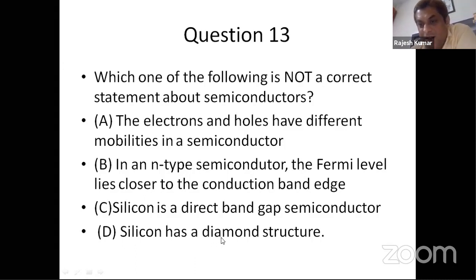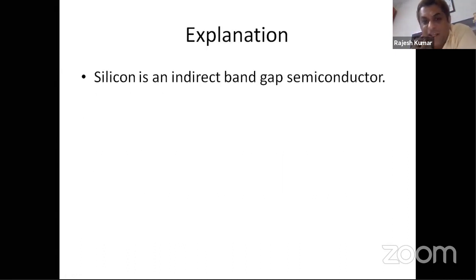And the last one is also true, because diamond has a silicon-like structure. So in this case, the answer will be C. Silicon is an indirect band gap semiconductor.